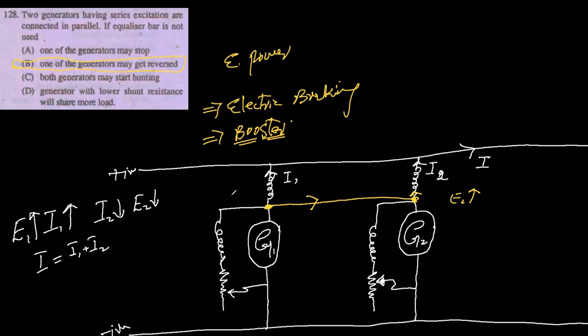Okay, next MCQ: if two compound interpole DC generators are worked in parallel, the equalizing bar must be connected in series field only, interpole field only, function of series and interpole field, none of these. So the correct option is option C, function of series and interpole field.